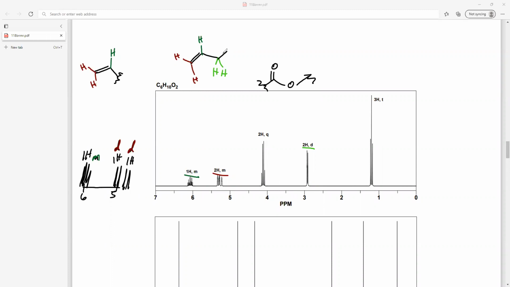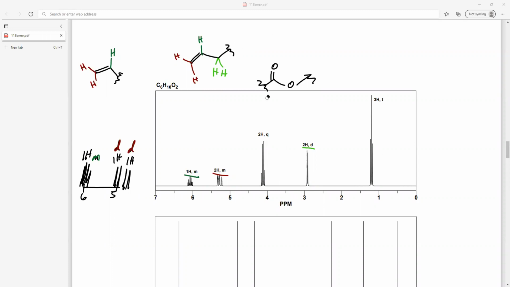Which only leaves us with a 2H and a 3H, which again, you could make an argument as to what goes there. But at this point, I'm uncertain as to what to do.